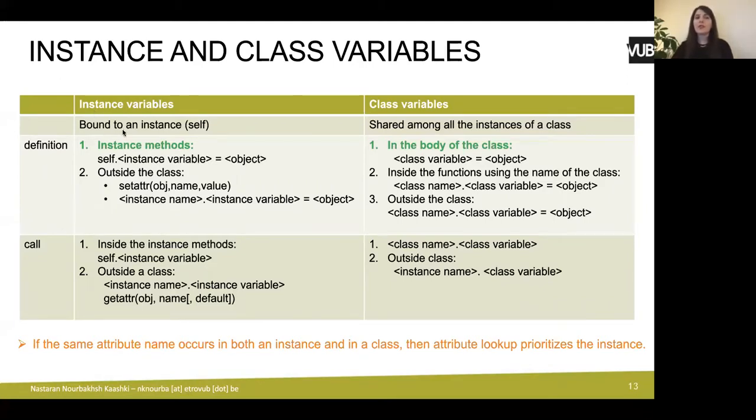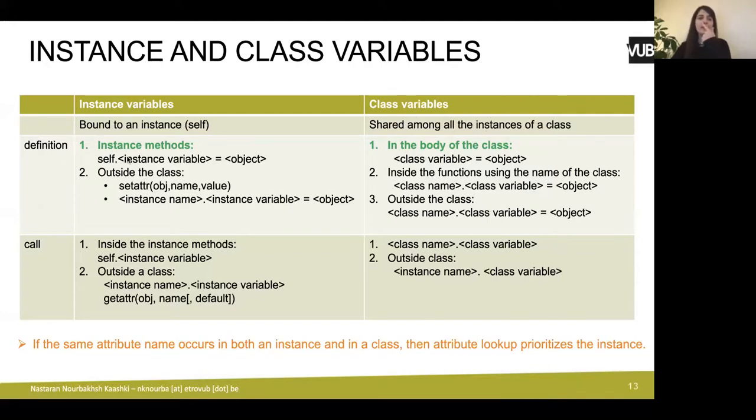Instance variables are bound to an instance. We can access them using self inside the class. We will discuss self more later. Class variables are shared among all the instances of a class.